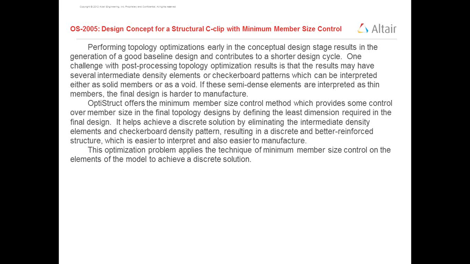On the same model, we'll add one more thing, the minimum member size control parameter, so that the members we get after the topology optimization will be of some minimum thickness, minimum length or minimum width. That also we can put.